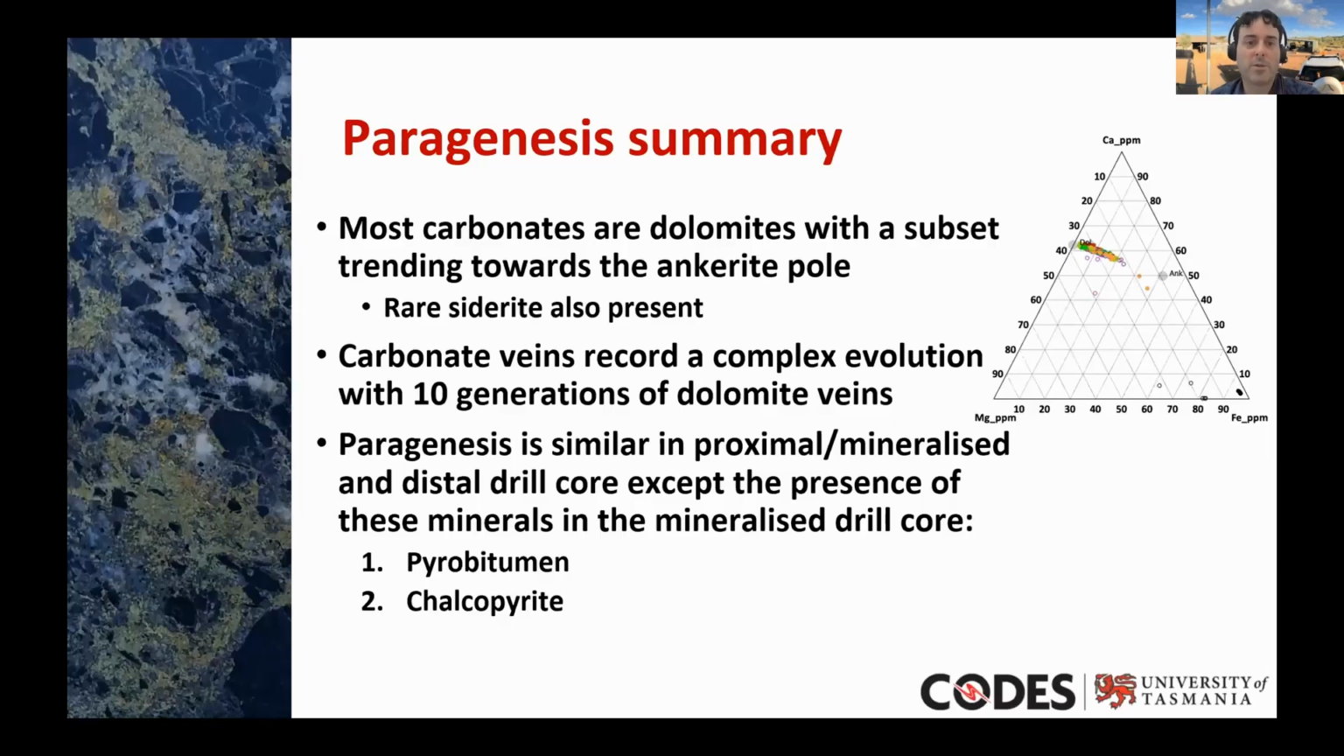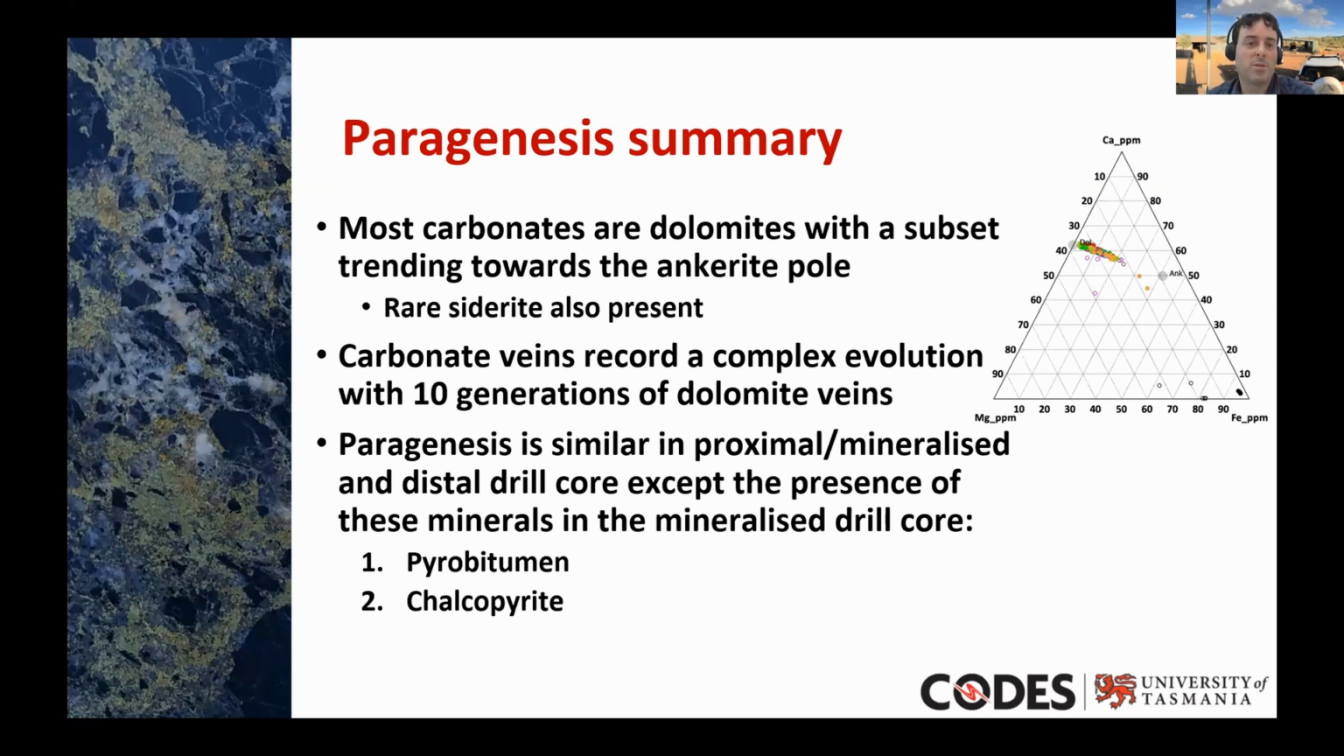So the question was, can we differentiate between the 2 systems, between the mineralized and the distal hole? So this is the summary of the work. We don't have time here to show the whole work, but basically most of the carbonates that we found were dolomites with a subset trending towards the ankerite pole, and you can see that on the ternary diagram on the right side of the image. There's also rare siderite presence, but not many. We found there were 10 generations of carbonate veins, mostly dolomite veins, and most of them can be differentiated through petrography, but also through rare earth patterns. So there's very different rare earth pattern chemistry from this.